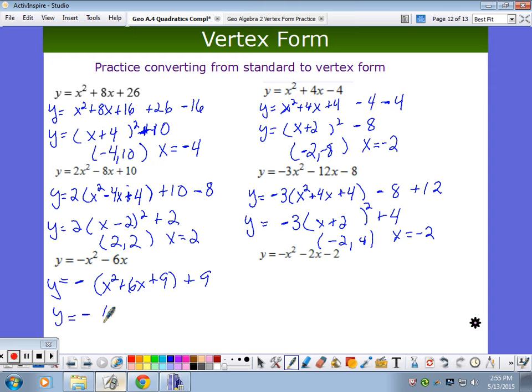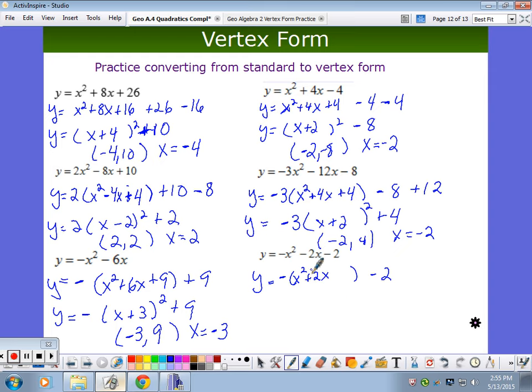So y equals negative (x plus 3) squared plus 9. What is my vertex? Negative 3, 9. What is the axis of symmetry? Oh. Okay. Let's do another one with the negative just to kind of see it. y equals, all right, so you take this negative out of only the first two things, and then the minus 2 is just hanging out here. So what happens here? It's x squared. Got a negative, it's flipping the sign.